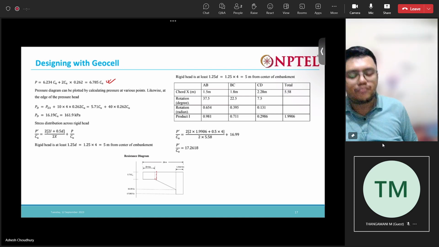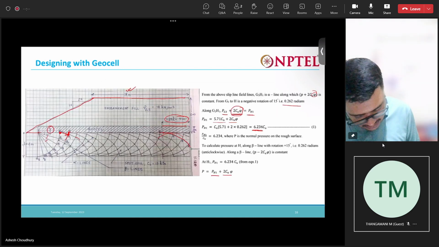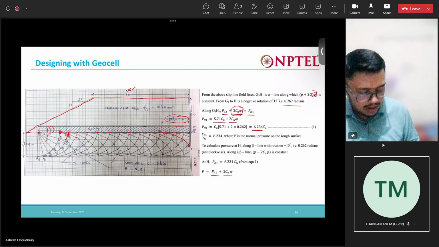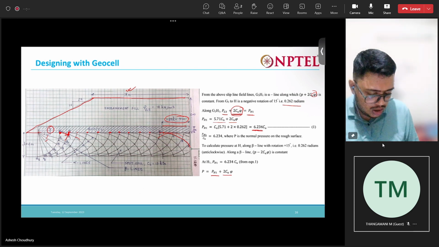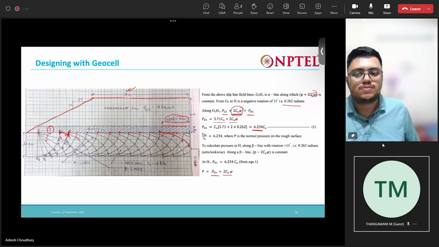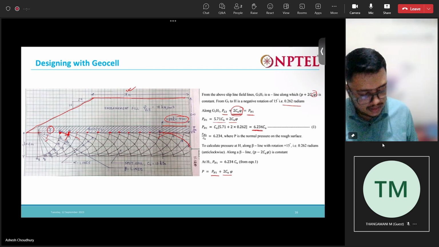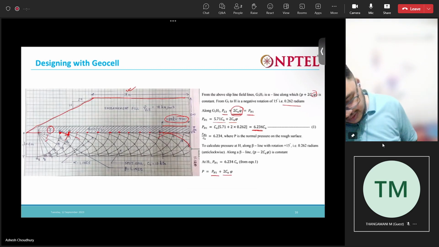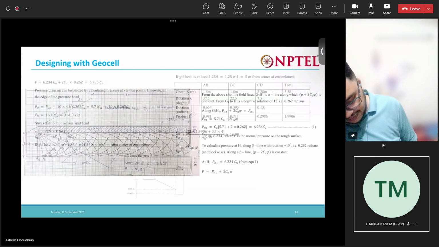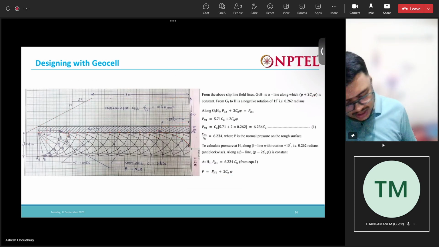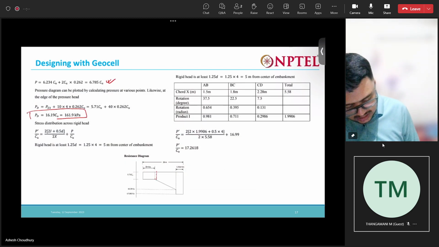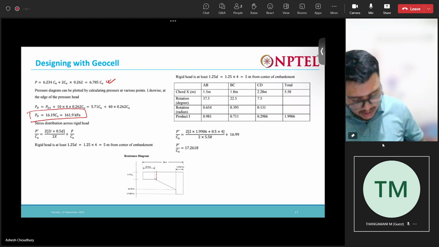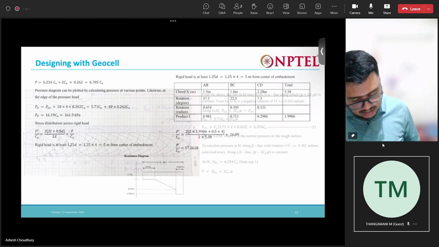So like this you have to find the pressures at all these points, one by one, the network way. You need to find the pressure at all these points. Now finally after doing this, we reach here PD at D point. After finding all this, we reach this D point. So here they have determined the stress at this D point.